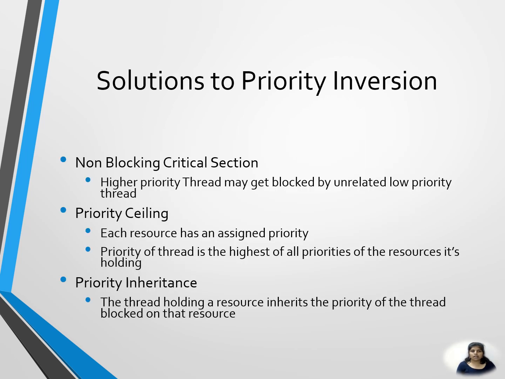Let's discuss the solutions to priority inversion. One is a non-blocking critical section, in which a higher priority thread may get blocked by an unrelated low priority thread. Priority ceiling: each resource has an assigned priority, and the priority of a thread is the highest of all priorities of the resources it is holding. And priority inheritance: the thread holding a resource inherits the priority of the thread blocked on that resource.